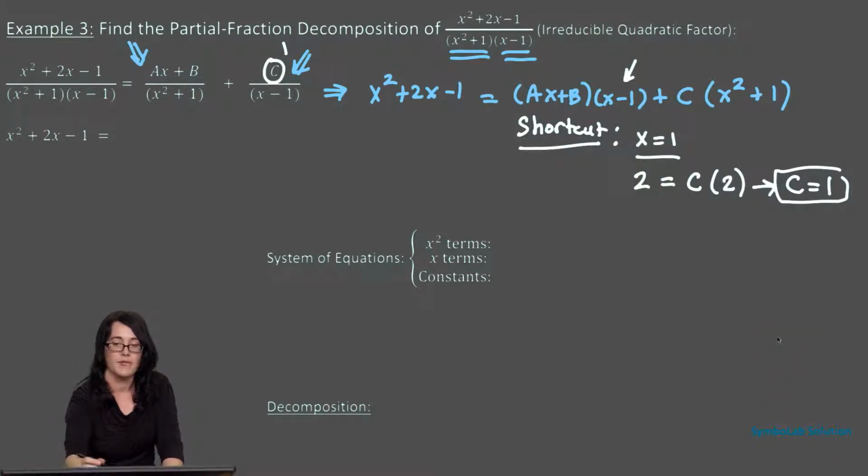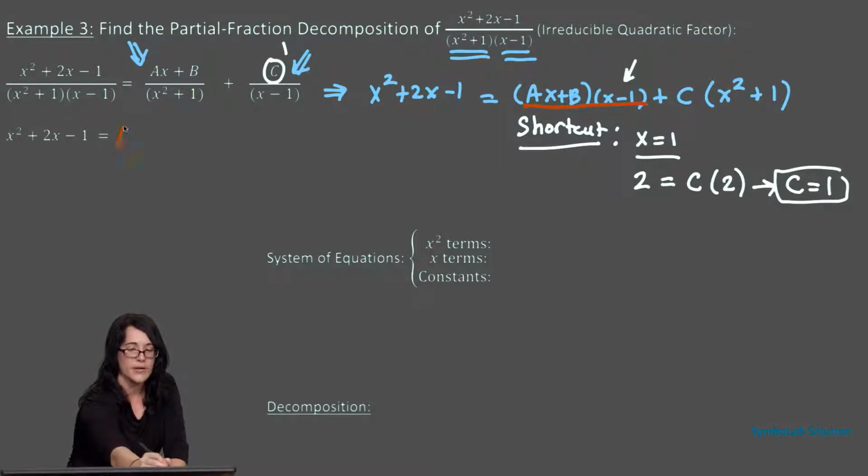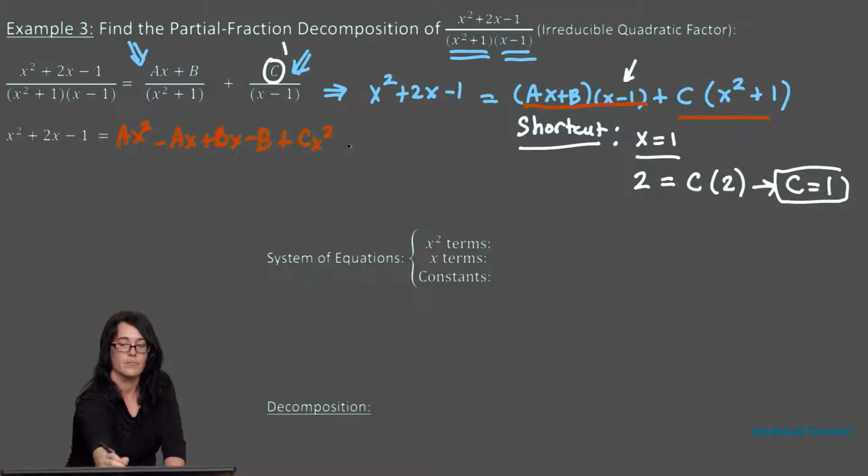And then I could continue to find a and b by at least beginning my system of equations. So I would FOIL out, for example, the first two, ax plus b times x minus 1, which would have given me ax squared, negative ax plus bx minus b, and then distributing the next part, we'd get plus cx squared plus c.